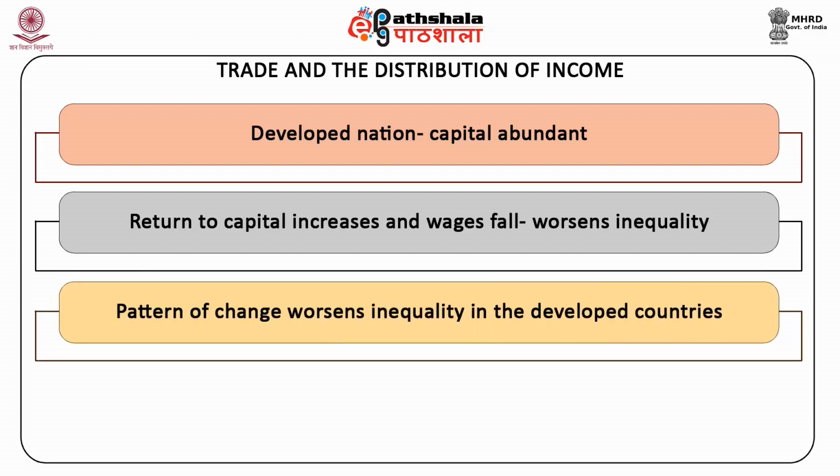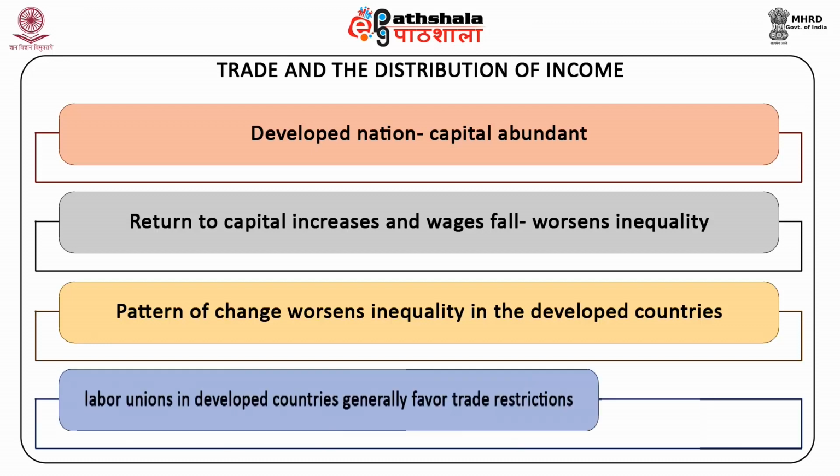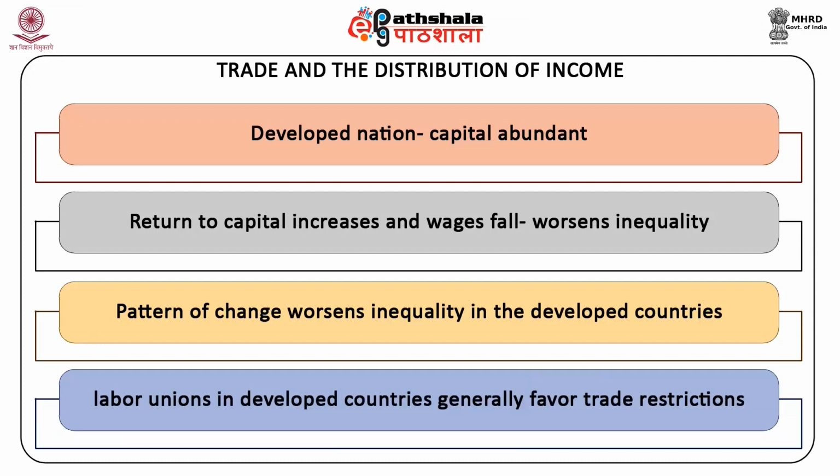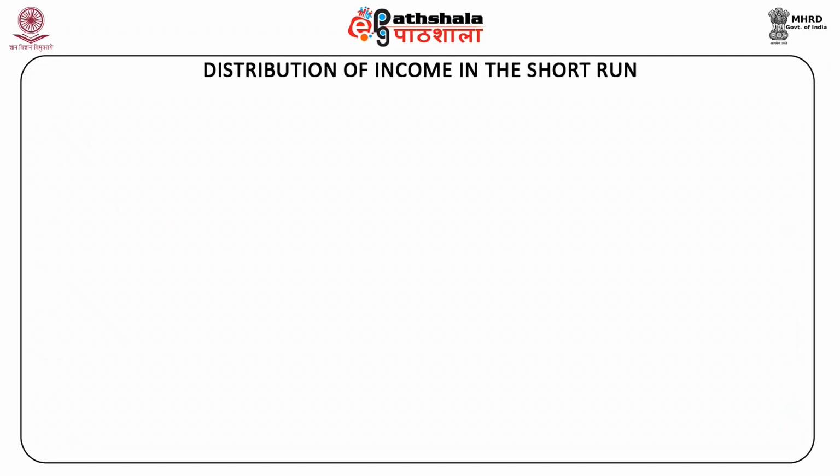This pattern of change worsens inequality in the developed countries. That is why labor unions in developed countries generally favor trade restrictions. In such cases, a proper redistribution policy is required which can provide relief to labor. Now we will discuss the distribution of income in the short run.